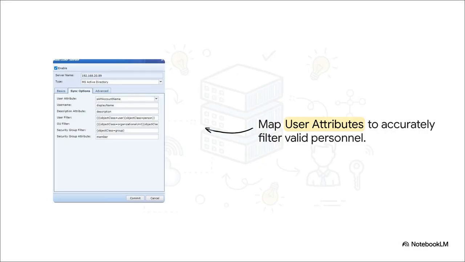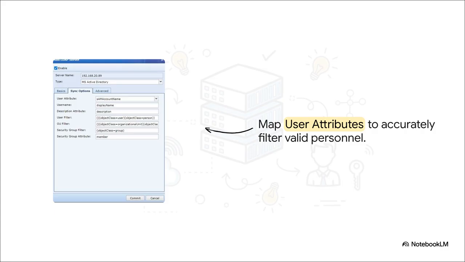Okay, once the connection is secured, we move over to the Sync Options tab. Now, you definitely don't want to pull every single computer, printer, and random service account into your IAG policies, right? You only want the actual users. So here, you define the user attribute.